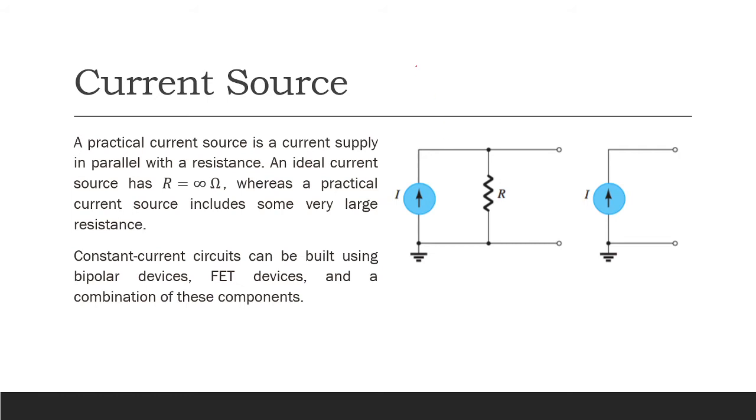So, current source, a practical current source is a current supply in parallel with a resistance. Now, ang gusto natin, the ideal na resistance natin is infinite. So, kumbaga, open siya. Yun yung ating desired or ideal na current source. Yung resistance niya is sobrang taas. Bakit gusto natin ng sobrang taas na resistance?